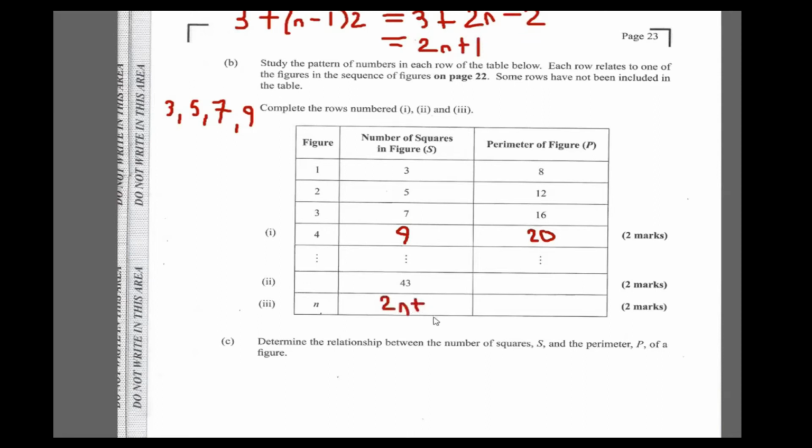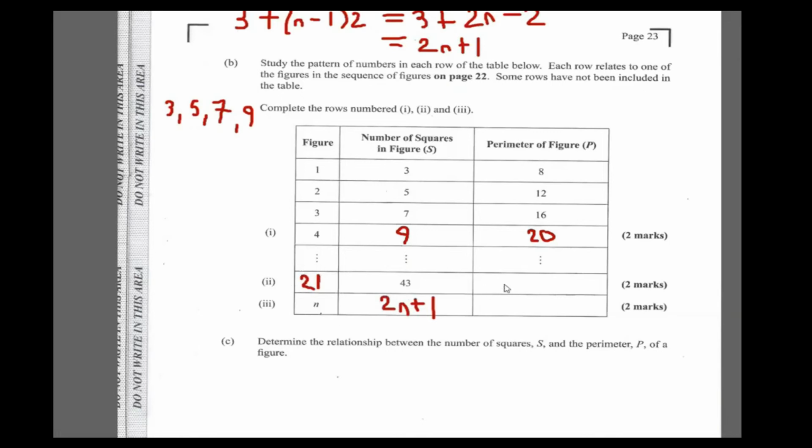That will give us the number of squares. So when is 2n plus 1 equal to 43? n is going to be 21. 21 times 2 is 42, plus 1 is 43. Yes, so n is 21. How do I know that? 2 times 21 is 42, 42 plus 1 is 43. So n is 21.